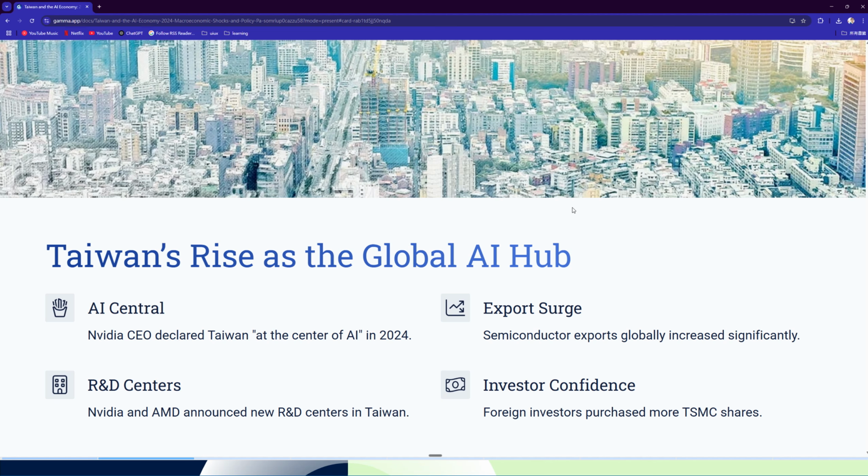We will discuss the macro impact of Taiwan's AI-driven economic surge in 2024, focusing on exports, foreign investment, and government policy response. As we can see, NVIDIA's CEO declared Taiwan at the center of AI in 2024. This caused semiconductor export volume to increase significantly, and we can see investor confidence rise, and they start to set up R&D centers in Taiwan.